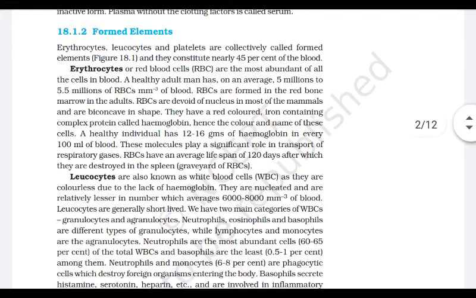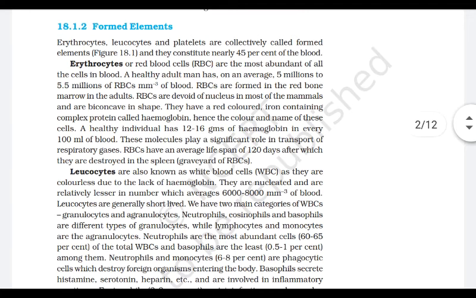There are three formed elements. The first one is the erythrocytes, known as the RBC. They are the most abundant cells. We have 5 million to 5.5 million RBCs. They are formed in the red bone marrow. They are devoid of the nucleus. They don't have the nucleus.